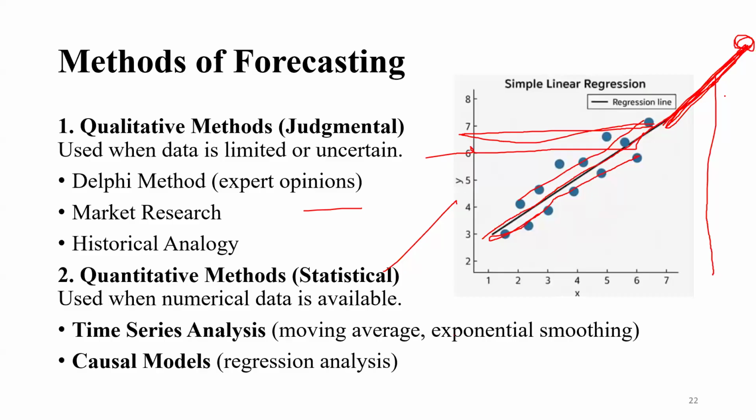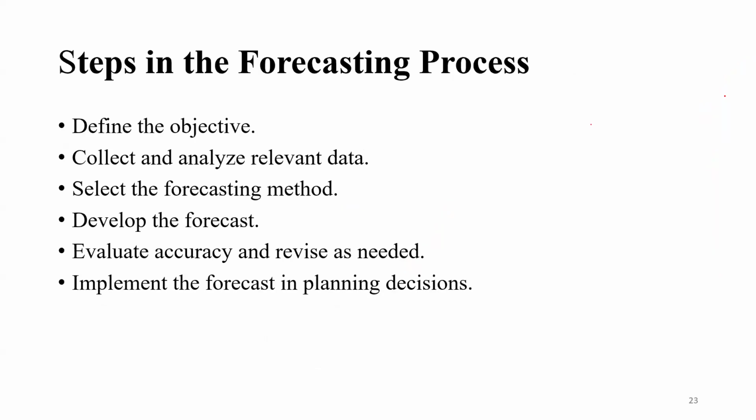Next is the forecasting process. Define the objective, what you want to know. Collect and analyze the relevant data, your historical data. Select the forecasting method, such as regression, machine learning, or whatever you wish. Develop the forecast, evaluate the accuracy and revise as needed. Implement the forecast in planning decisions as well. If you have forecasted, you need to implement that into production too.